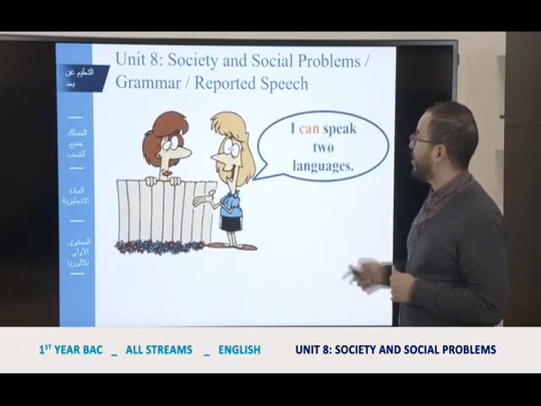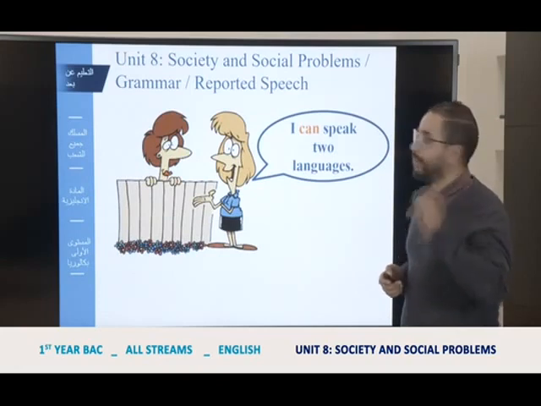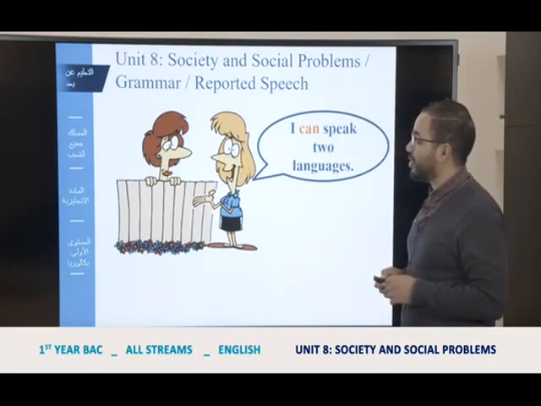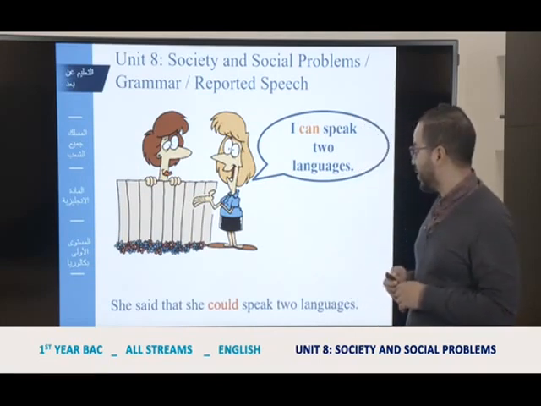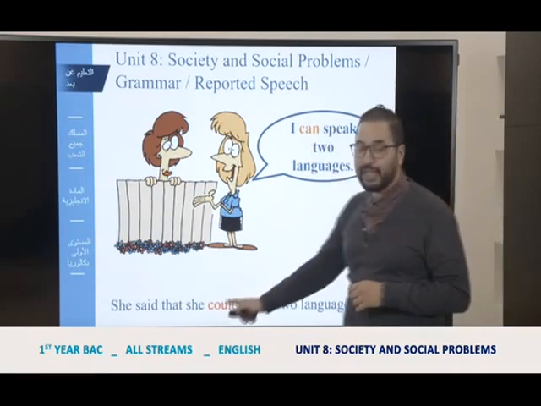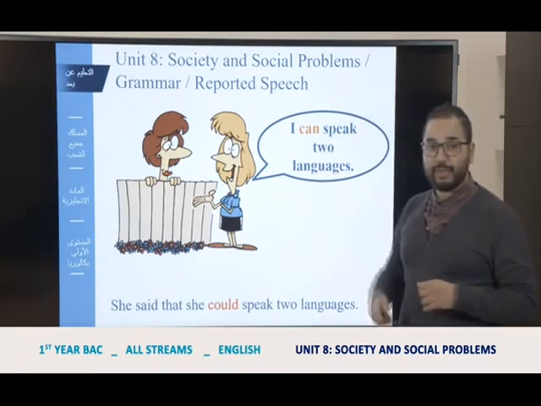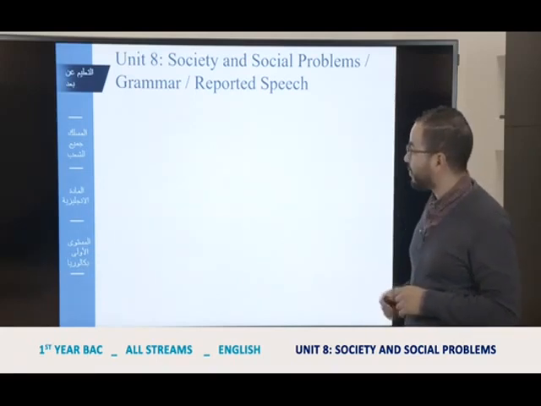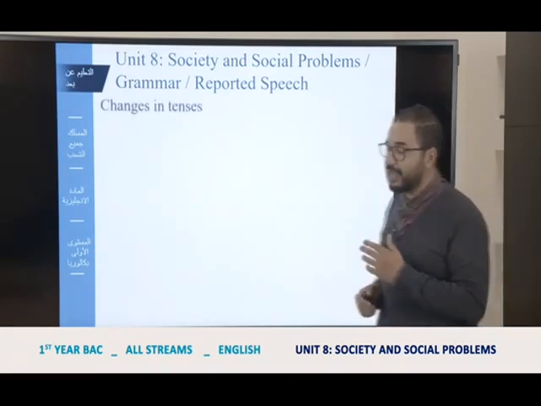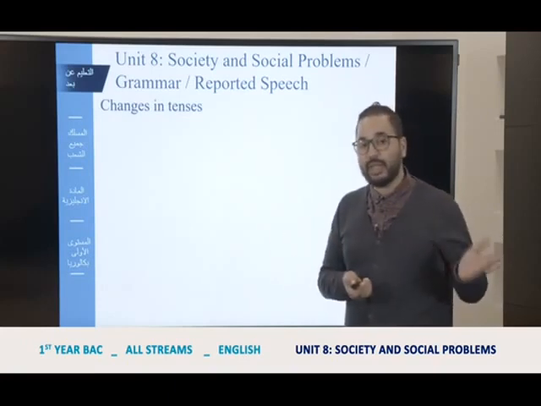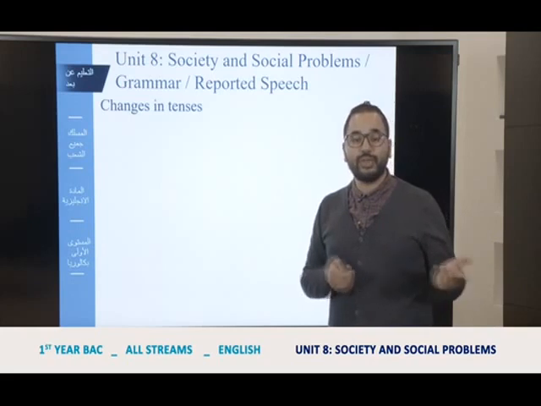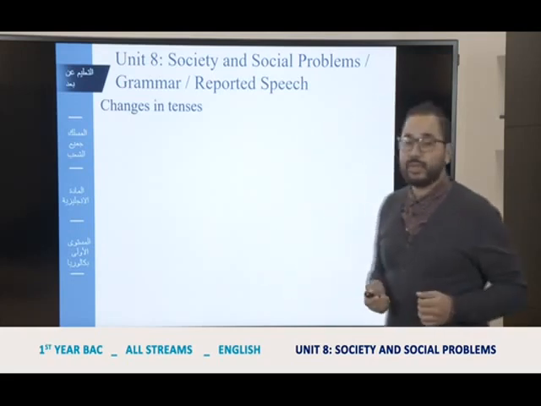Another situation here, another modal verb, "I can speak 2 languages." So she said that she could speak 2 languages. Can becomes could, and will becomes would. So as you can see with that, we change the tenses. The present becomes the past, can becomes could and will becomes would.